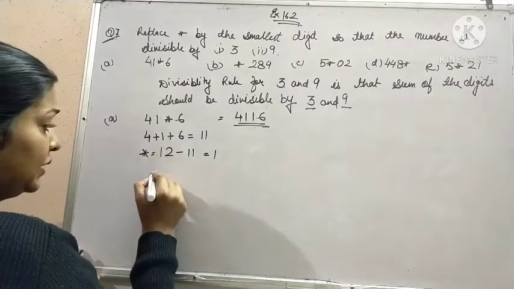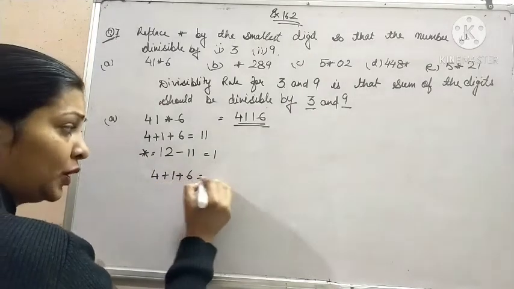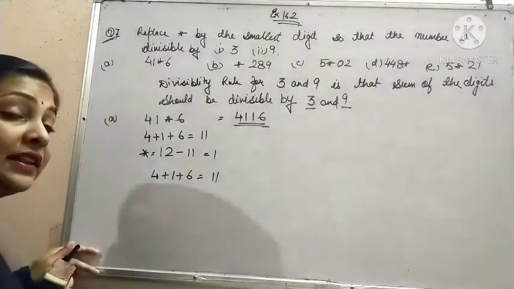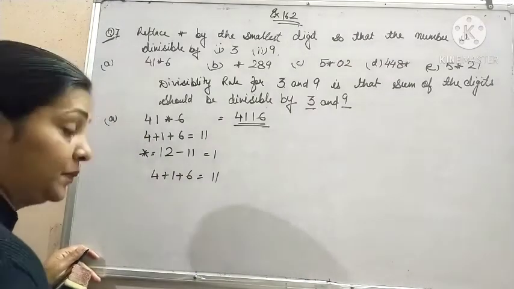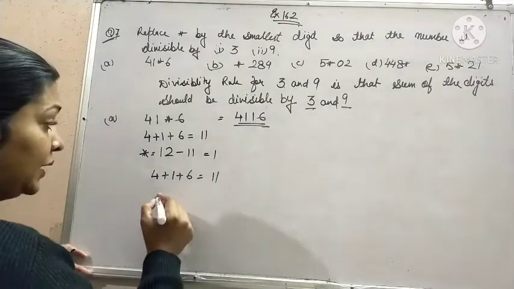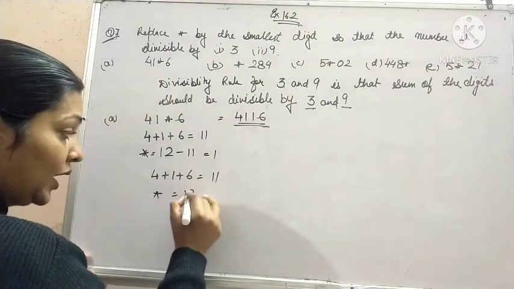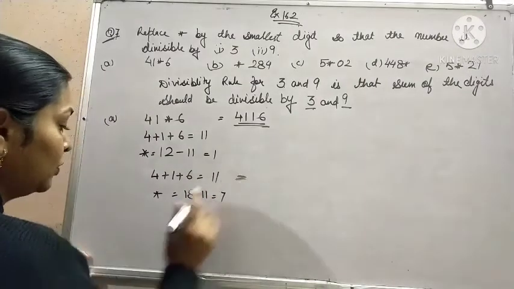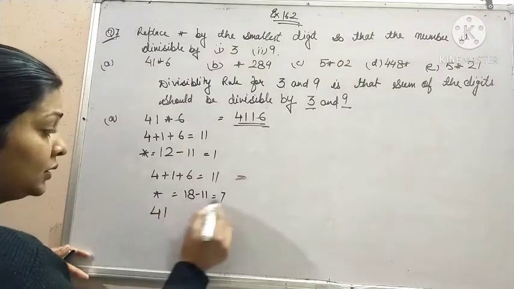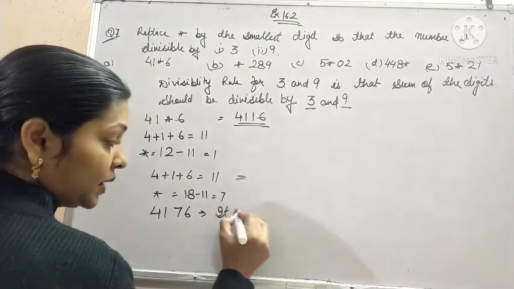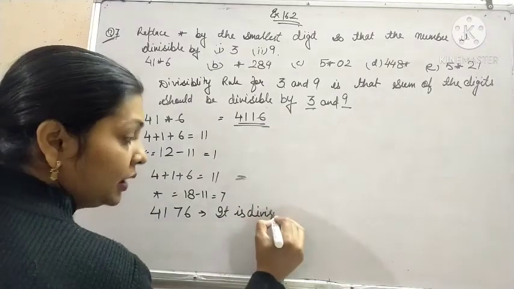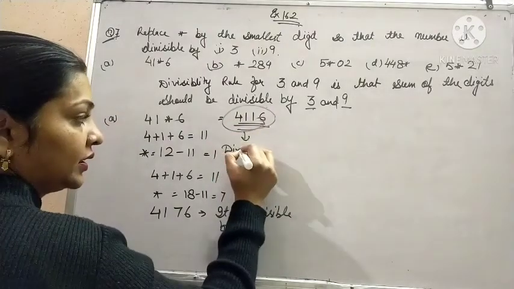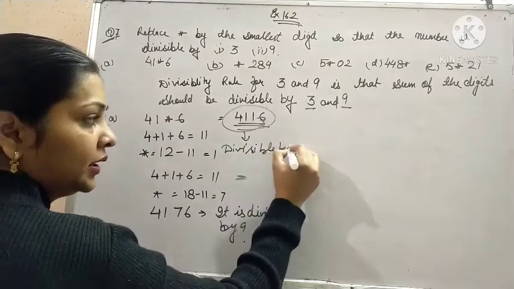Now for 9, 4 plus 1 plus 6 is equal to 11. But 11 is not divisible by 9. What is the next number which is divisible by 9? 18 is divisible by 9. So star will be equal to 18 minus 11, that is equal to 7. And the required number will be 4176. It is divisible by 9. And the previous one is divisible by 3.